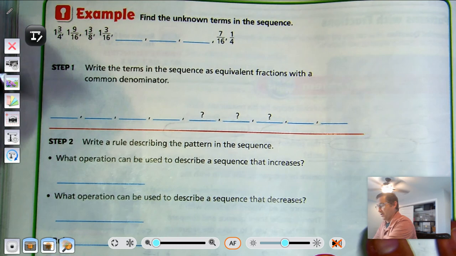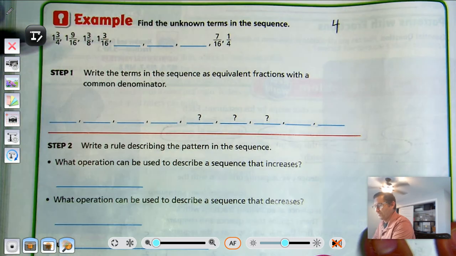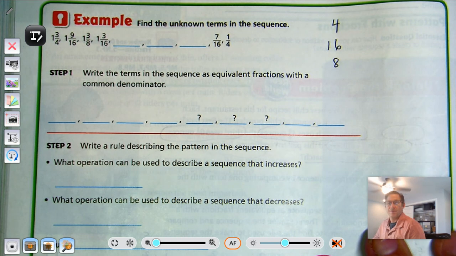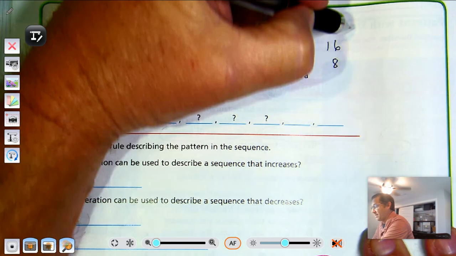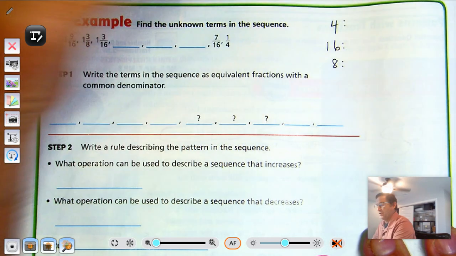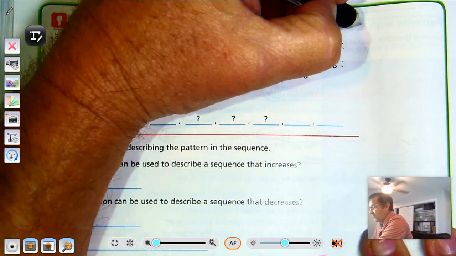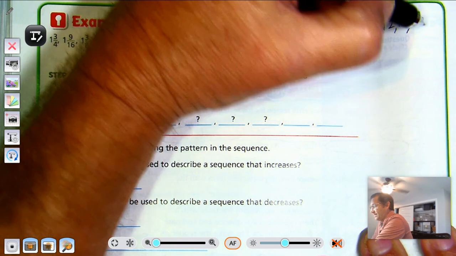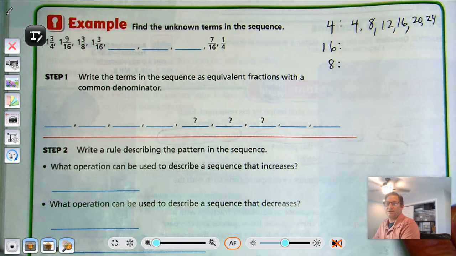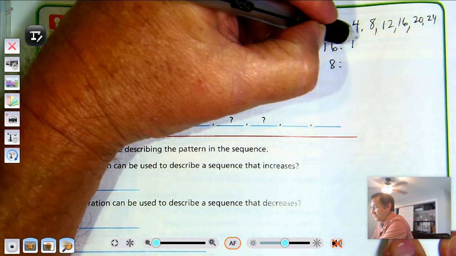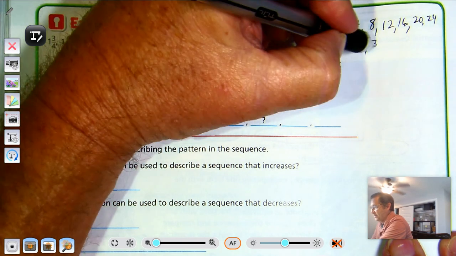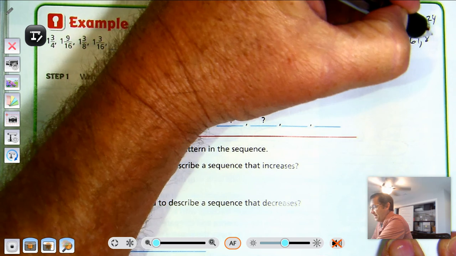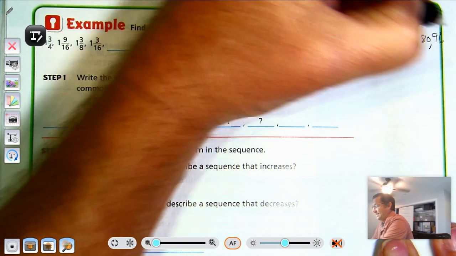So let's look at all of our denominators. We have 4, we have 16, and we have 8. Right? So what is a common denominator to all of those? Well, I'm going to start with the 4. 4, 8, 12, 16, 20, 24. Okay, I'm going to stop there. 16. The multiples of 16 are 16, 32, 48, 64, 80, 96.